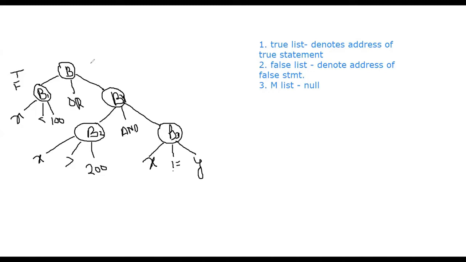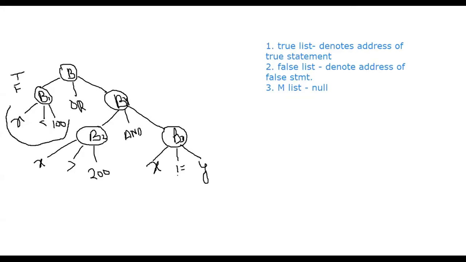Fine. So let's scan the tree left to right. Now suppose I have started scanning the tree from left to right. So I've taken this particular statement. What is the statement? X is less than 100. Where is it written? It is written at the line number, say, 101. Fine. So if this statement is true, where will you jump? So where is this particular statement written? This statement is written at the line number 101.